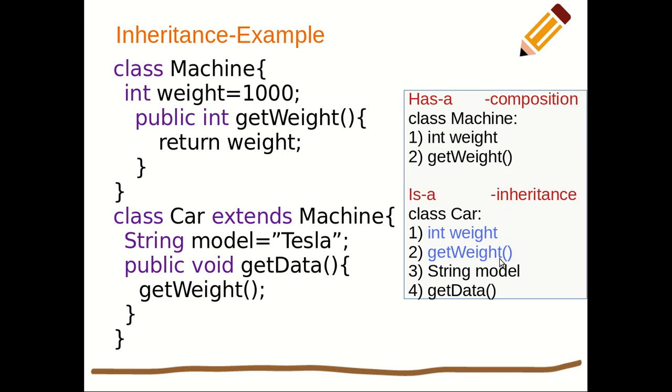Originally, this class was declared with model as a string and getData as a method. So now it is composed of these four items, where we have two fields and two methods, that is getWeight and getData. Let's jump right away to Java and write this program. So let's do it using Eclipse.